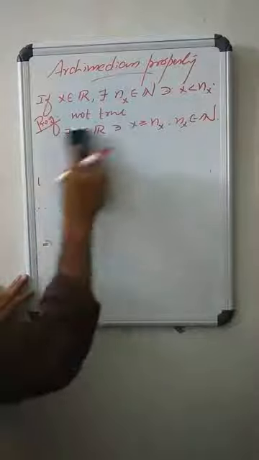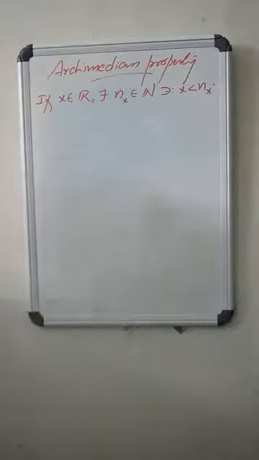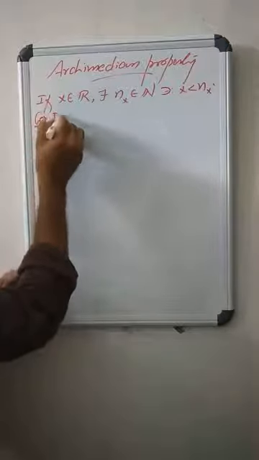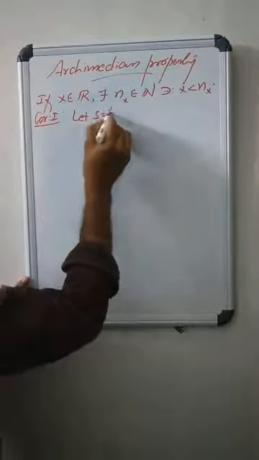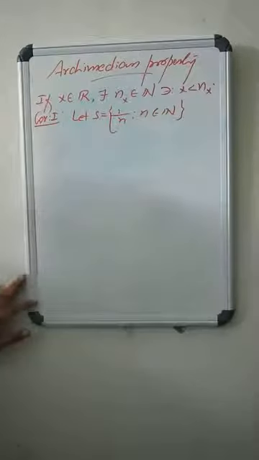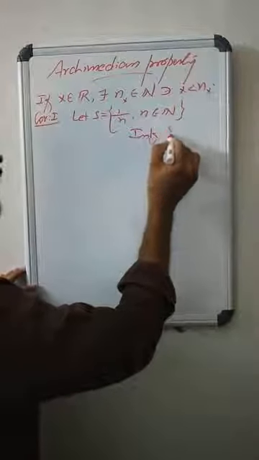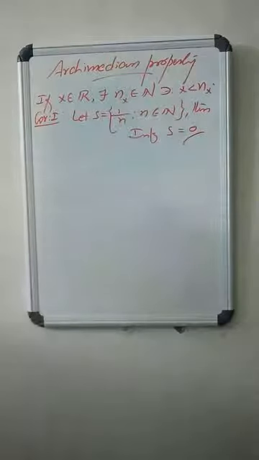Now, consider another result, which is the corollary of this Archimedean property. It's the first corollary. Let S equal the set of all 1 by n, where n is a natural number. Then the infimum of S equals 0.